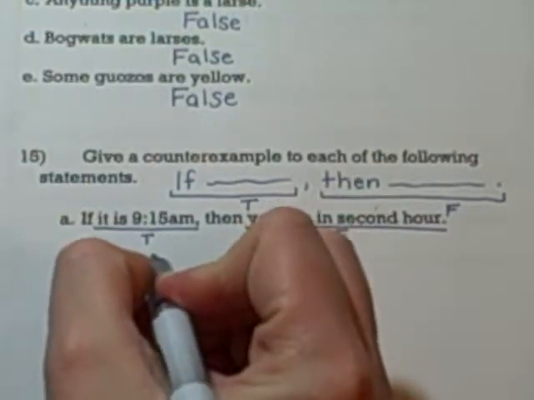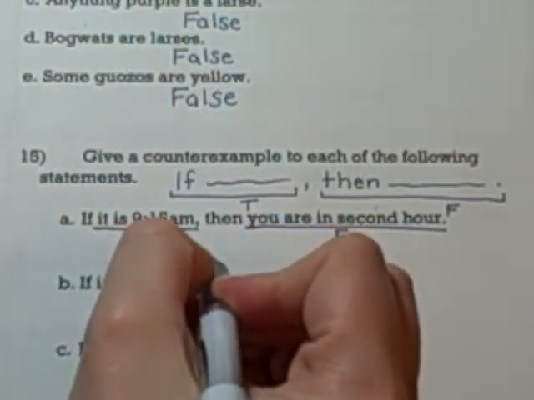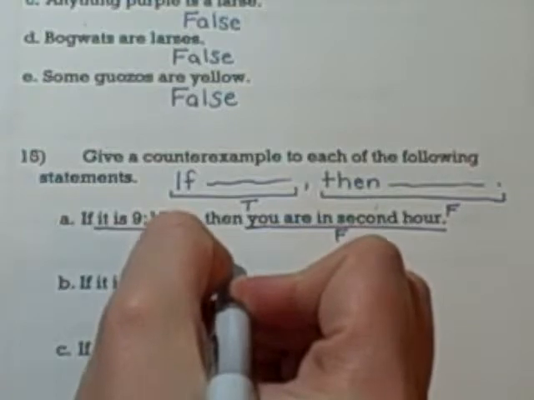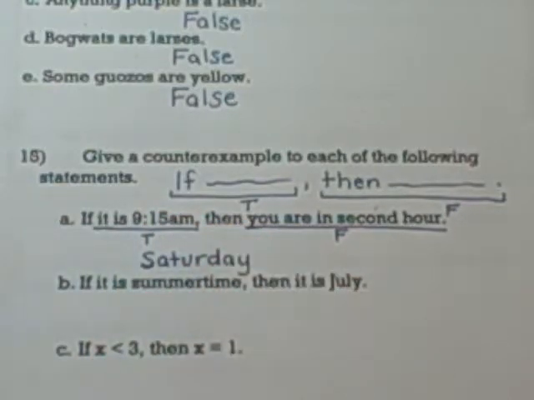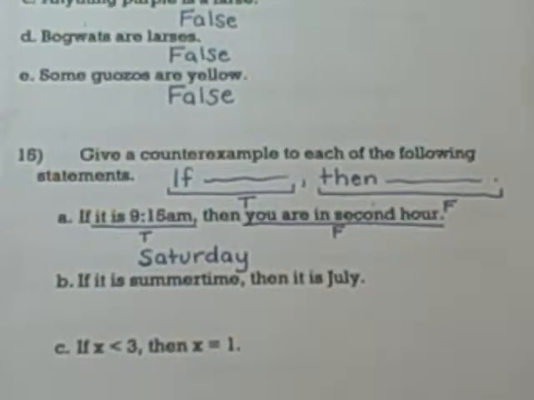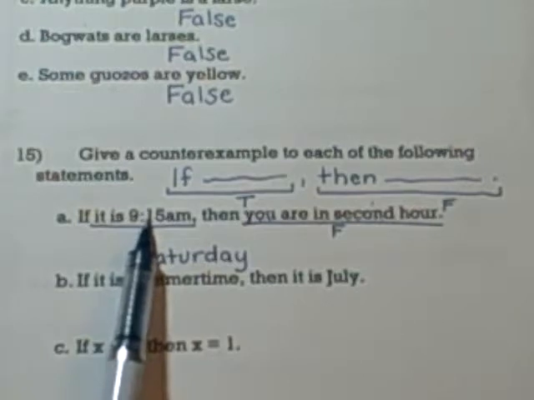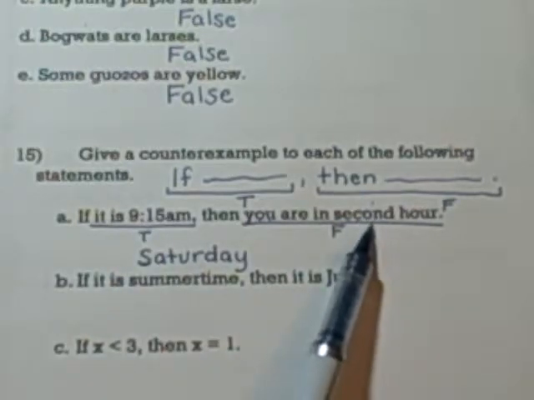For example, what if it was Saturday? If it was Saturday, it could be 9:15 a.m., but you wouldn't necessarily be in second hour. In fact, I hope you wouldn't be in second hour because I wouldn't be there. Okay, so there's your counterexample that on Saturday it could be 9:15 a.m., but you would not be in second hour.